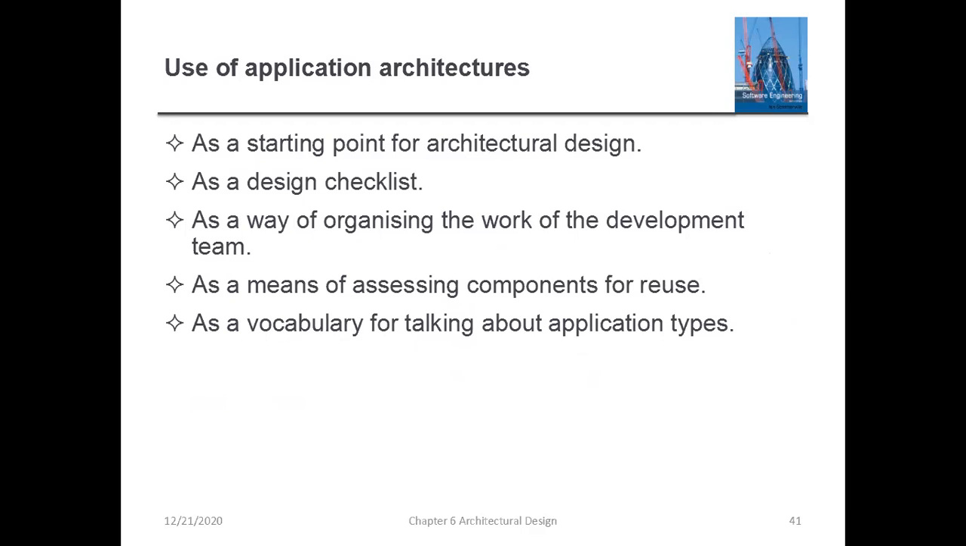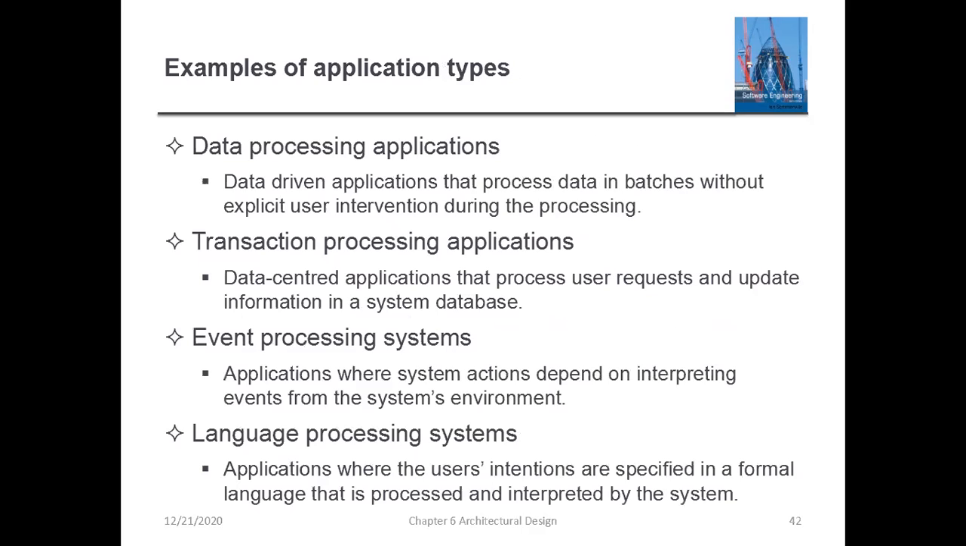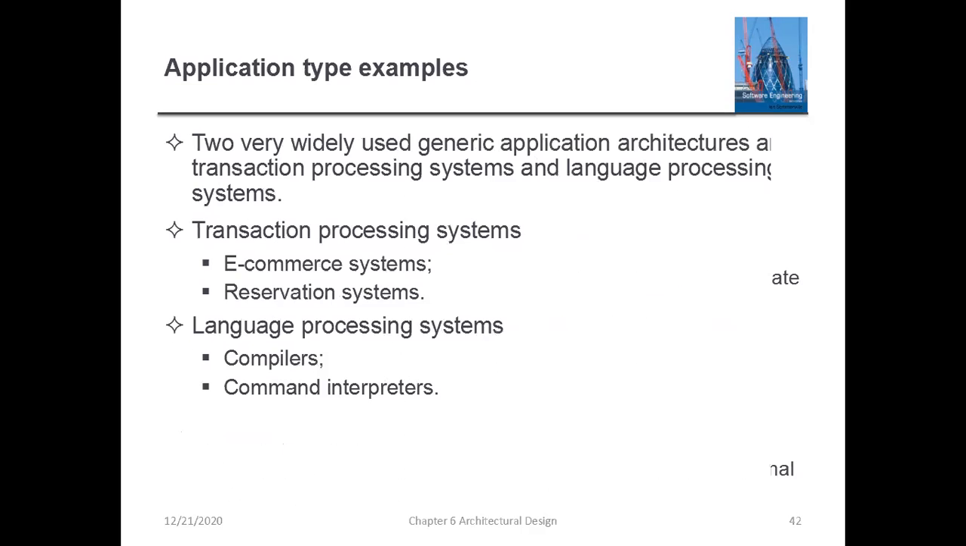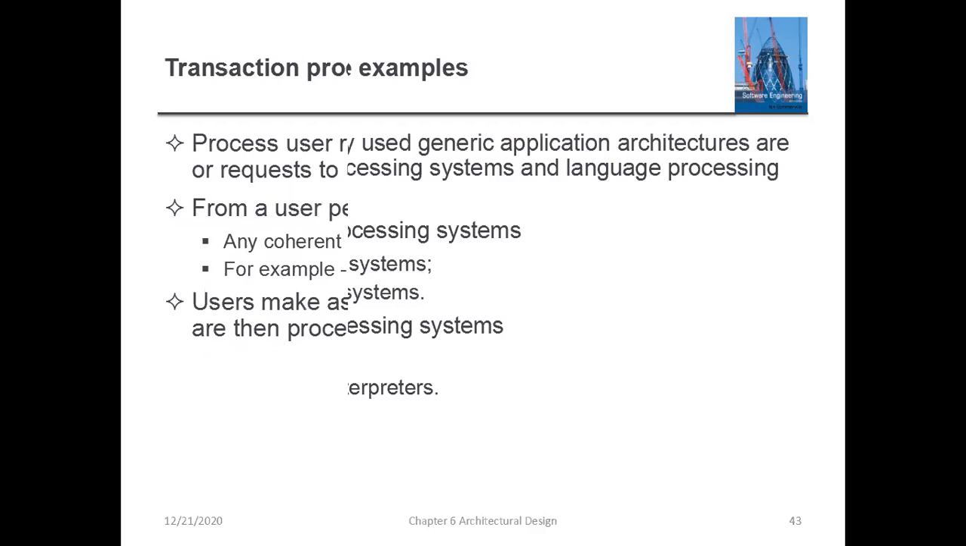It is also the vocabulary for talking about application types. The examples of application types are data processing applications, transaction processing applications, event processing applications, and language processing systems. You might have studied these in ICT. So we have e-commerce systems, reservation systems, compilers, command interpreters, and transaction processing systems. All these are the types.